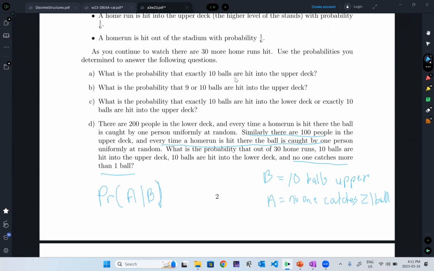So because these are all uniform probability, if I ignore the rest of the question and just ask, what is the probability that no one catches more than one ball, given that 10 balls were hit into the upper deck? Well, you know how to compute that. It's a uniform probability space, so with 10 balls, all the ways that people can catch 10 balls, that's your limited sample space. And then all of the ways that no one person catches more than one ball, that's the size of your event.